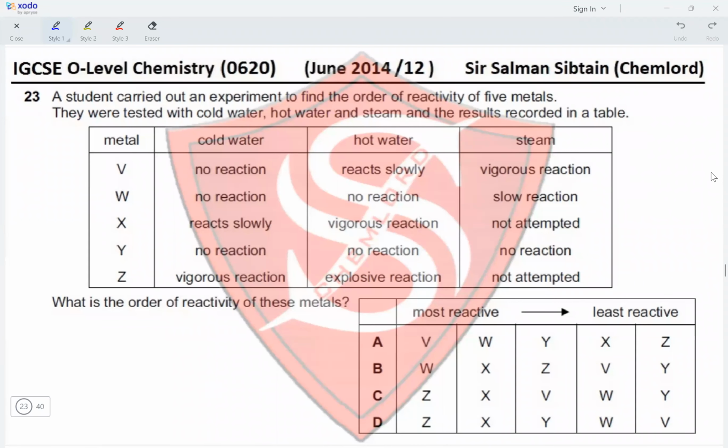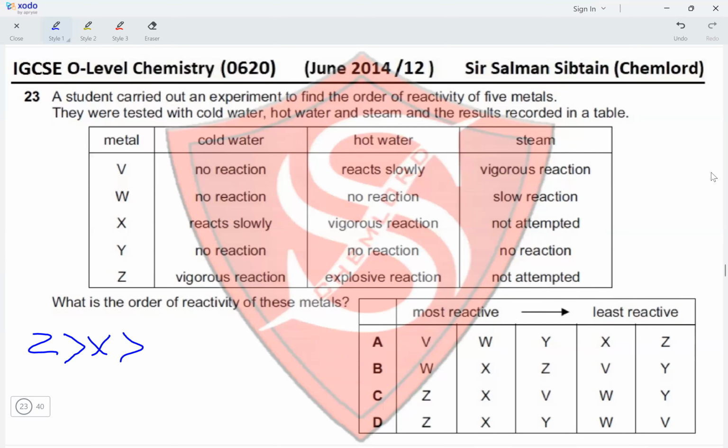Question 23. A student carried out an experiment to find the order of reactivity of 5 metals. They were tested with cold water, hot water, and steam, and the results recorded in the table. So the metals are there. With cold water, there was no reaction with V, W, and Y, and there was a vigorous reaction with Z, and a slow reaction with X. So this makes Z the most reactive metal. And since there is no reaction with V, W, and Y, the next most reactive metal becomes X.